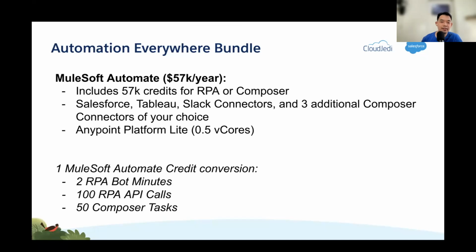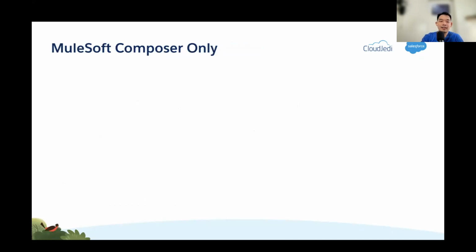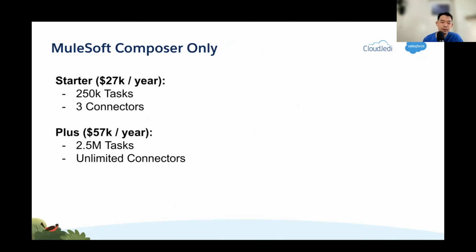Of course, if somebody's loading a million lead records and you have a trigger on that, you'd want to be very careful to make sure that you're not using up your one year's worth of credits in one go, right? And then there's also the other option of buying only Mulesoft Composer. You have the option of the Plus edition or the Starter edition, and these are the corresponding prices, either $27,000 or $57,000 a year.